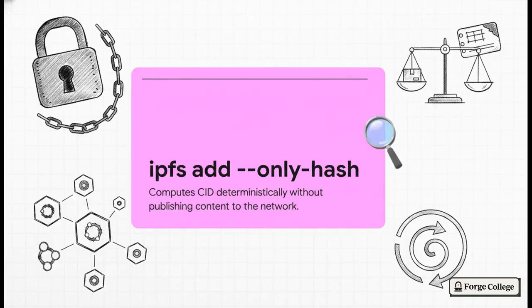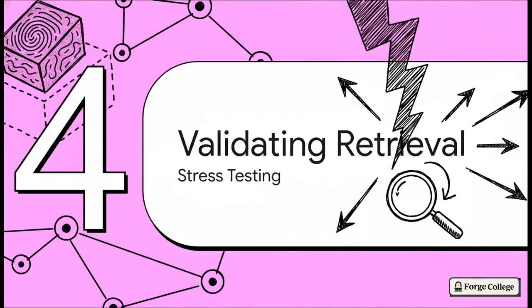Now, here is the secret weapon powering our script, the IPFS add-only hash command. Honestly, as you dive into other courses here at Forge College, you are going to absolutely love this magic command. What it does is compute the CID deterministically, but without actually publishing your content to the IPFS network. It's exactly like weighing a package to get a shipping label, but without actually handing it over to the post office yet. It lets you completely separate computation from publishing, which is just incredibly useful when you're iterating on your designs.